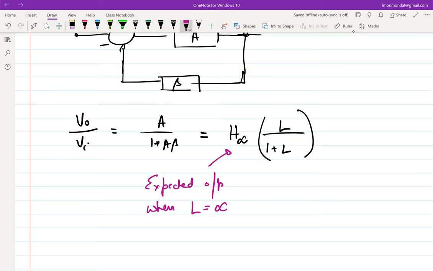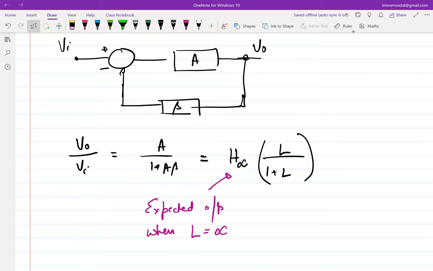So you can look at your system and assume what is the expected ideal output if the loop gain is infinity. Then you can simply say, I will write my output in this form. That is, I'll figure out what L is by going around the loop, and I will also figure out what H infinity will be, the expected output when the loop gain is infinity, and I'll express it in this form.